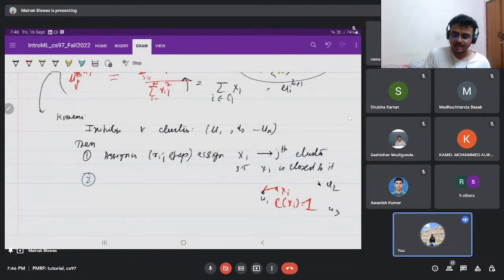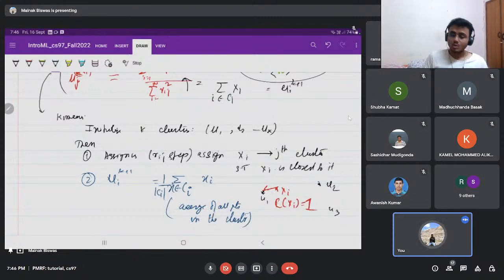And at the next step, every mu_i at k plus 1, you will update as the sum over i belonging to cluster i, so x belongs to cluster i, divided by the mod of cluster i. So this is the size of the cluster. This is the average of all points in the cluster.